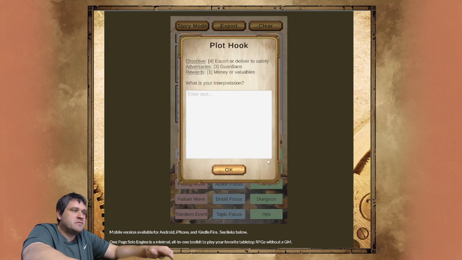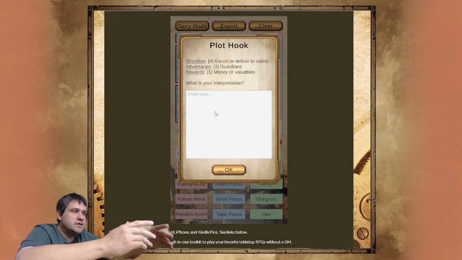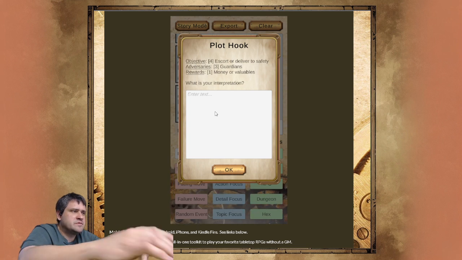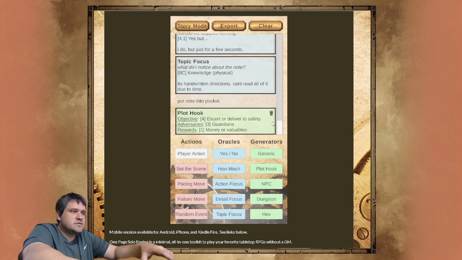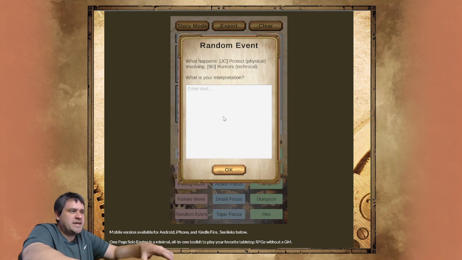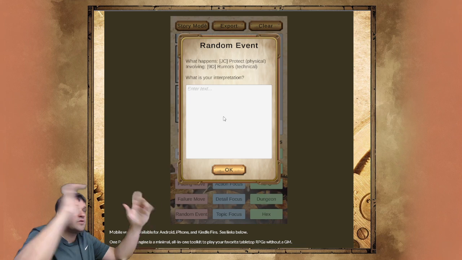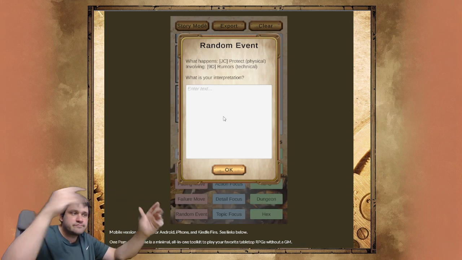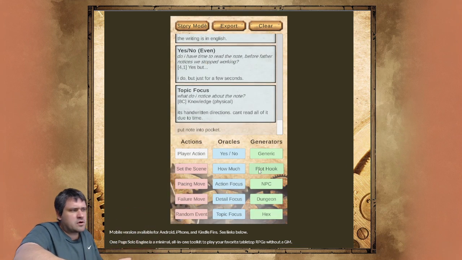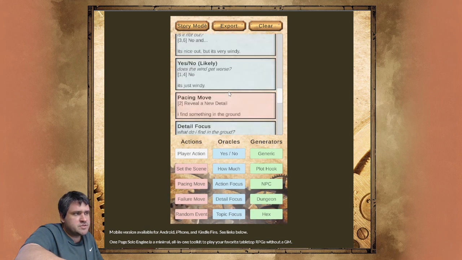But then, while I put my note into my pocket, escort, I always get that a lot. Escort delivered to safety, guardians, money, or valuables. Yeah, so that's probably not the most necessary timing for that. Random event. What happens? Protect rumors. Huh. We're hearing voices, like the note is magical. So tell me what you guys think of this, like if this would work for a whole campaign.